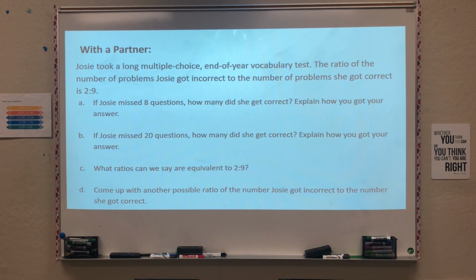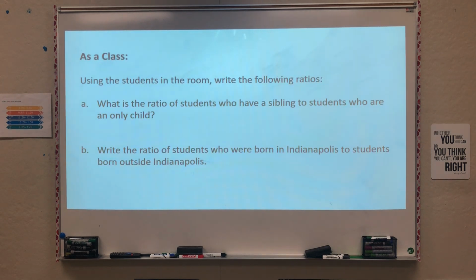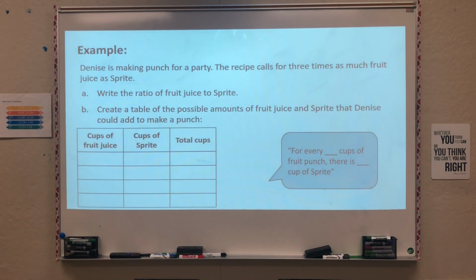I'm going to change the wording just a little bit. I'm going to skip back actually. At the very beginning with the fruit punch, you see that little quote box over to the side? How did we word it earlier? For every 3 cups of punch, there is 1 cup of Sprite. I'm going to use that for every, there is language.